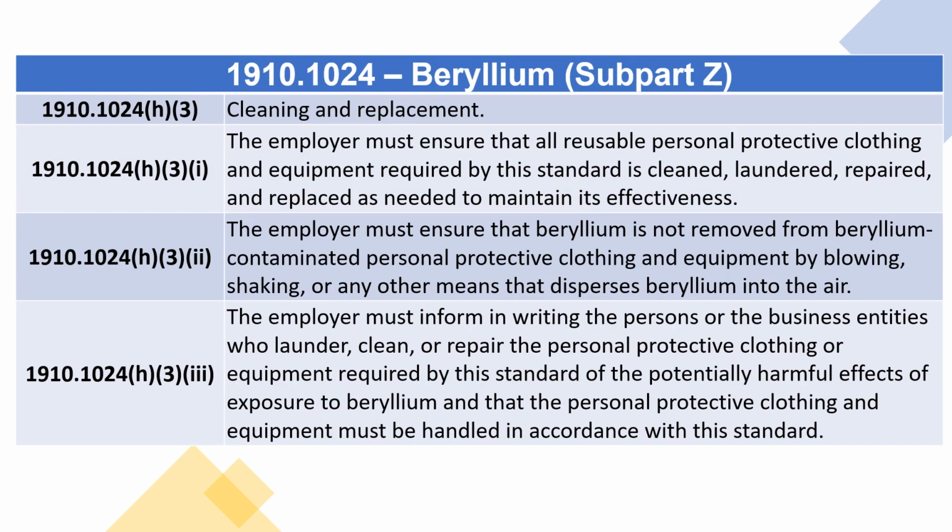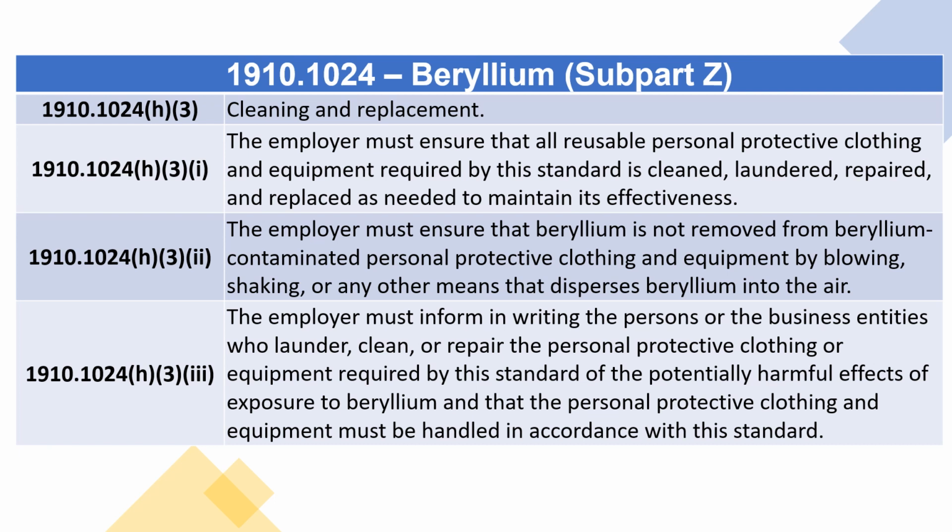1910.1024, H3, cleaning and replacement. 1910.1024, H3, I. The employer must ensure that all reusable personal protective clothing and equipment required by this standard is cleaned, laundered, repaired, and replaced as needed to maintain its effectiveness. 1910.1024, H3, 2. The employer must ensure that beryllium is not removed from beryllium-contaminated personal protective clothing and equipment by blowing, shaking, or any other means that disperses beryllium into the air.